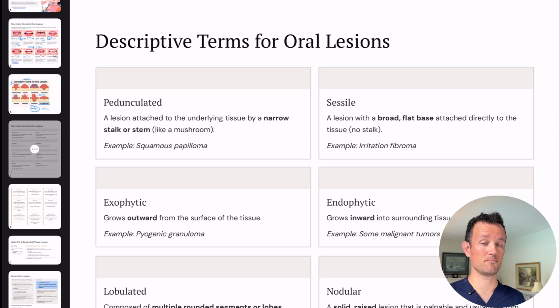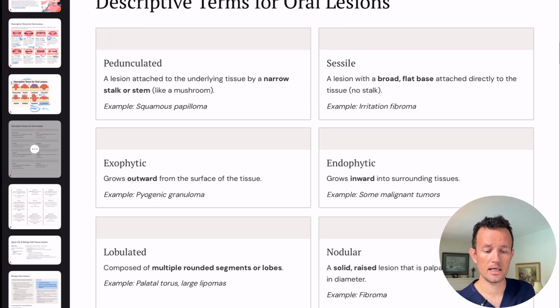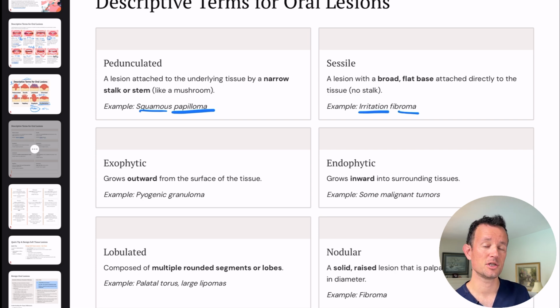These are the words with more description to go with them. Take a screenshot, but make your own cards. That's what's going to help you the most. Pedunculated, it sticks out like a squamous papilloma, it's popping out. A sessile, like a fibroma, which is scar tissue, that's going to be more smooth to the surface epithelium.